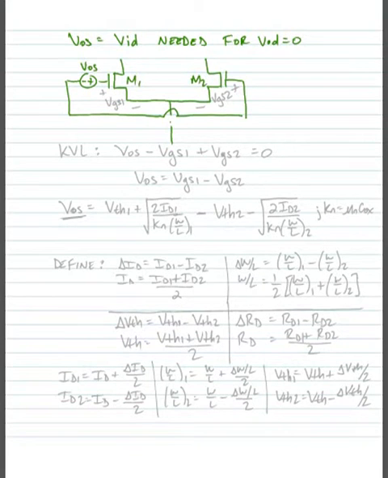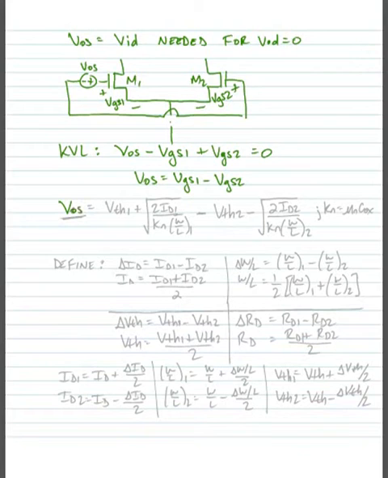We have M1 and M2. And we know we have a VGS1 here, and we have a VGS2 here. So if we do KVL around this loop, KVL around the loop says that our offset voltage minus VGS1 plus VGS2 is equal to 0. Or our offset, VOS, is equal to VGS1 minus VGS2.